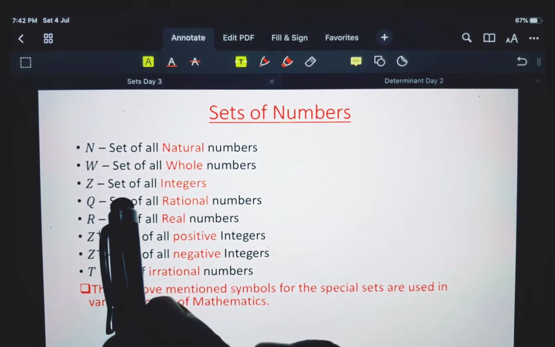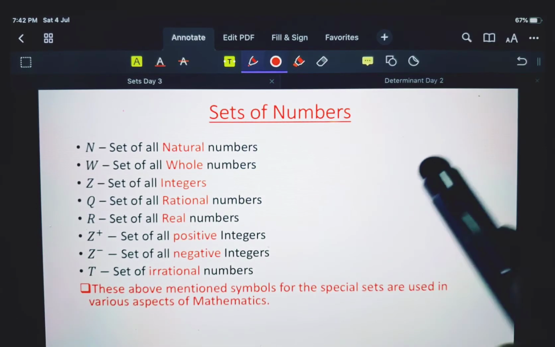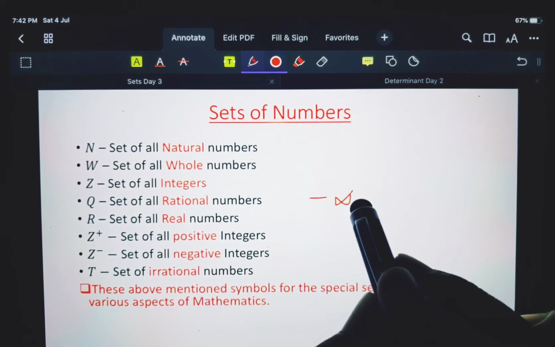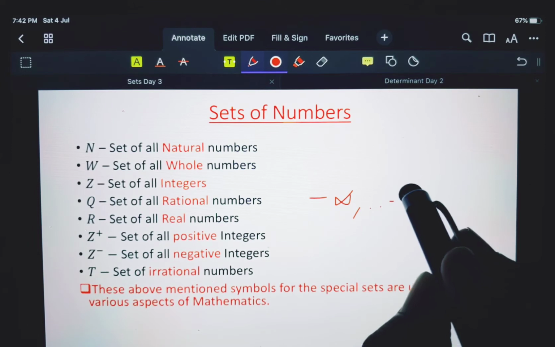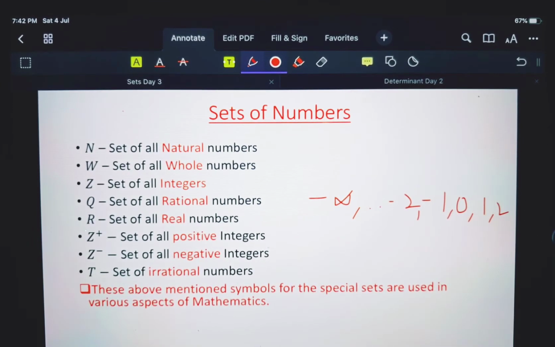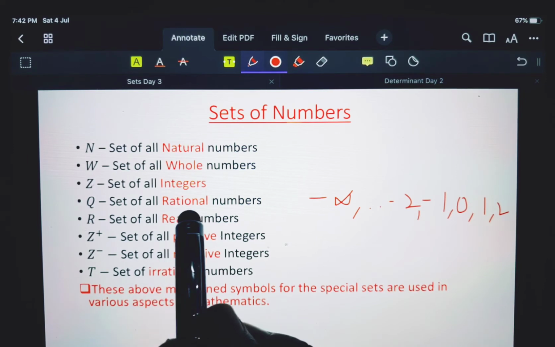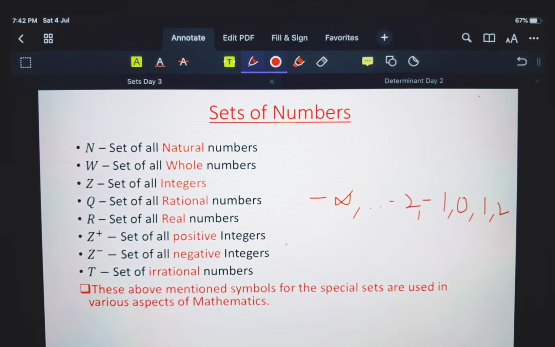Now the set of all integers. So what is the set of all integers? It's like that: minus infinity, ..., minus 2, minus 1, then 0, then you have 1, 2, like that. So these are called the set of integers. Okay, it goes on like that. Integers go on in the left hand side also, continuously decreasing on the left hand side and continuously increasing on the right hand side. Okay. Now let's move on to the rational numbers.